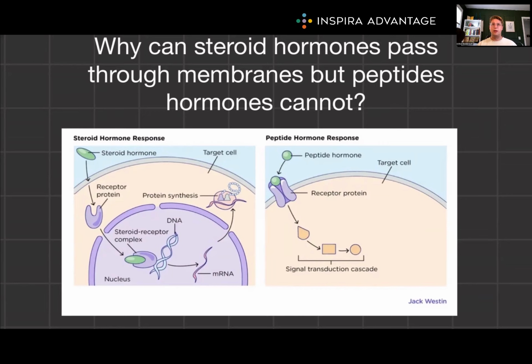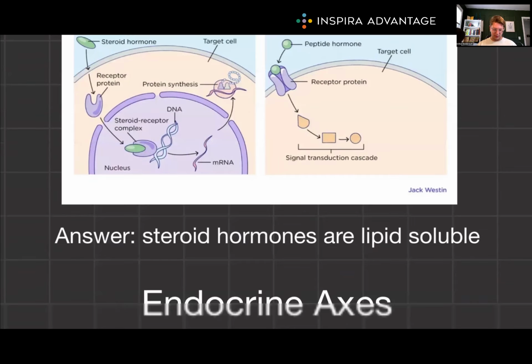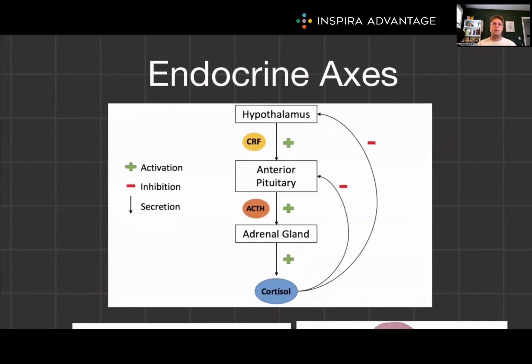Now let's explore some key endocrine axes, beginning with, I think, the most important for the MCAT, the hypothalamic pituitary adrenal, or HPA axis. This is regulating stress responses, and let's explore it through CRH. So the hypothalamus would release CRH. This is going to go act on the pituitary, tell it to release ACTH. This will then go to adrenal glands to release cortisol.